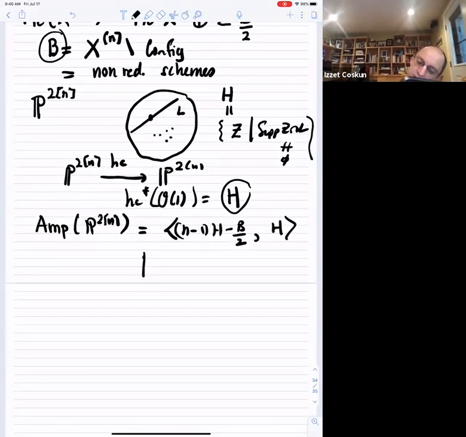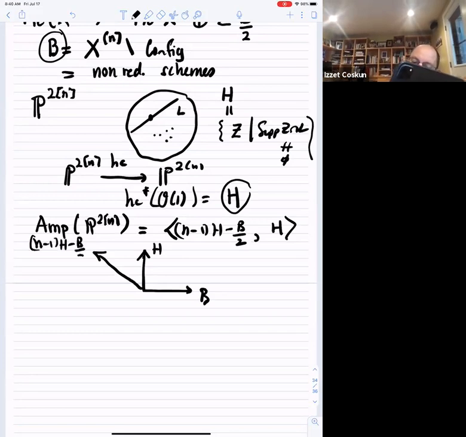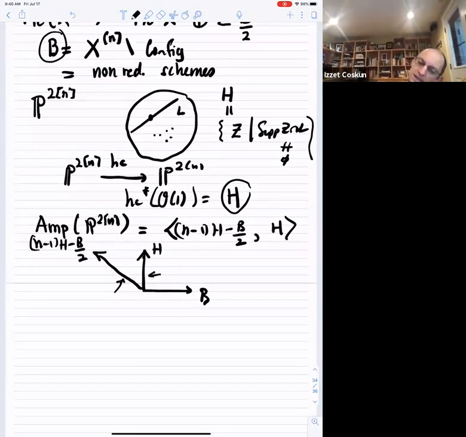And let me again, usually we were denoting this like this. We were putting H there, B there. So this is somewhere here. And you see there were geometric interpretations for both of these rays. What were the geometric interpretations? As I said, H is the pullback of the generator by the Hilbert-Chow morphism.